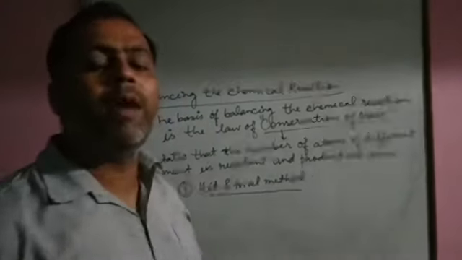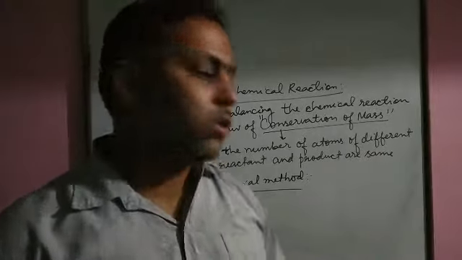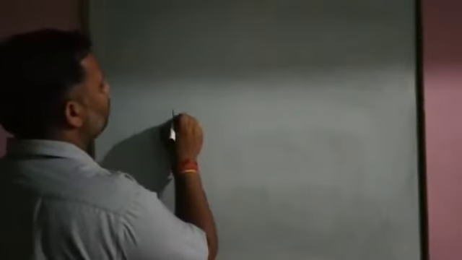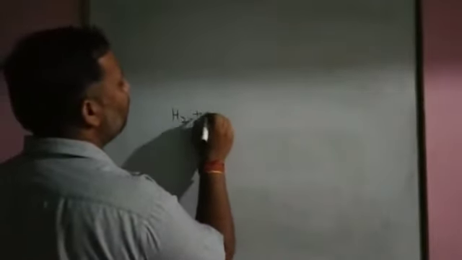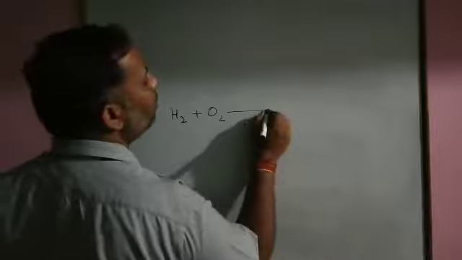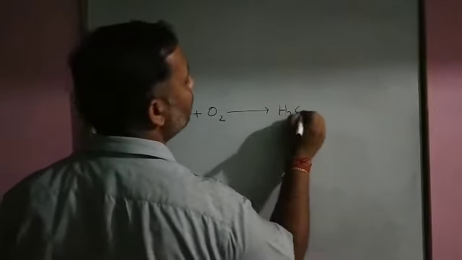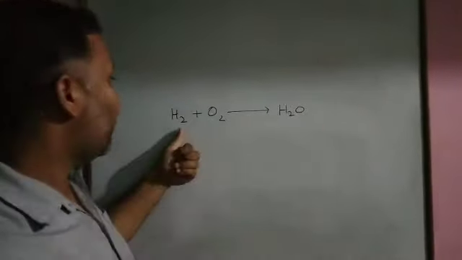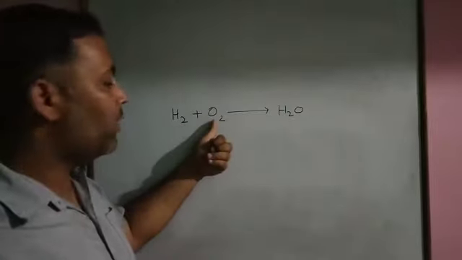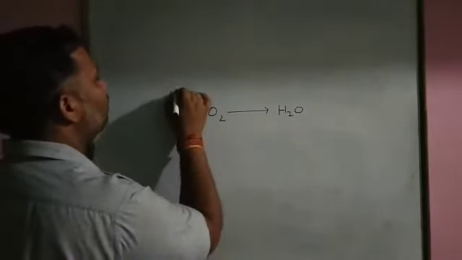Let us balance a chemical reaction by using the hit and trial method. Let us take one example. When hydrogen combines with oxygen, it forms what? Don't write here H. Don't write here O. Like this. Don't write like this.